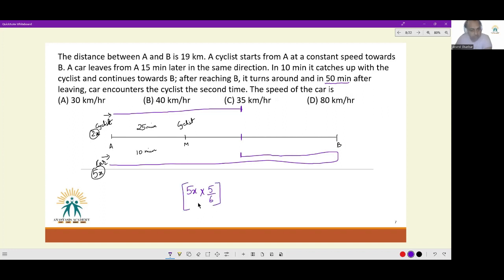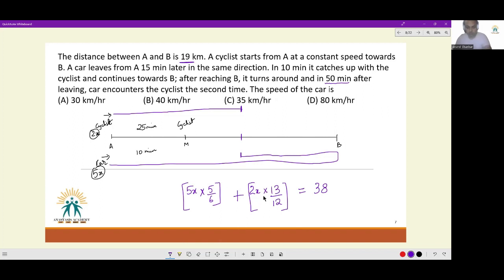This is the distance traversed by the car. What is the distance traveled by the cyclist? The cyclist has traveled with a speed of 2x. The speed of 2x, it has been driven for 65 minutes or 13/12 of an hour. Can you see? Together, just look at these blue lines. Together, they have traveled 2 times the entire track length, or the sum of their respective distances traveled should be equal to 38 kilometers, because the distance between A and B is 19 kilometers.